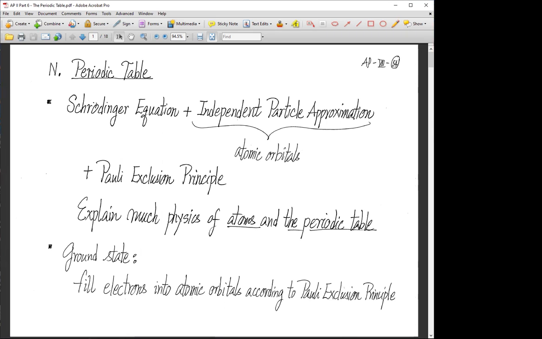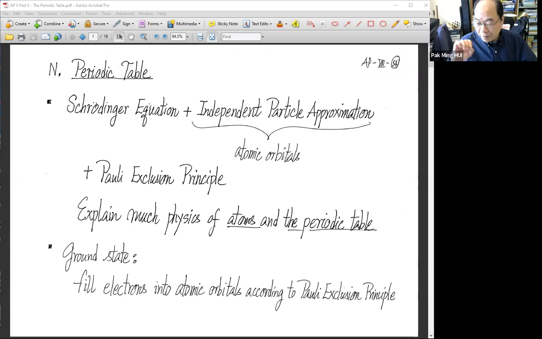So let's continue. This is the last part of our discussion on atoms. Although we will do some atomic physics, that has to do with how an atom interacts with light. That will be a more involved topic that has to do with time-dependent perturbation. So we will do some of them next week. So this last part is about the periodic table.